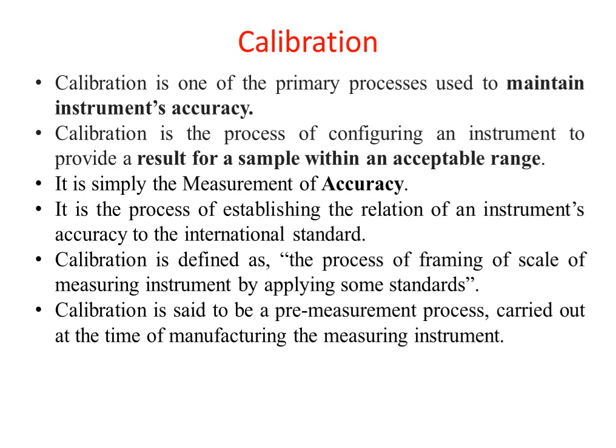The process of establishing the relation of an instrument's accuracy to the international standard is known as calibration. So calibration is also defined as the process of framing of the scale of measuring instrument by applying some standards. So you are making use of some standards and you are going to frame up the scale of a measuring instrument so that it should give the designed input and it should give designed output. The calibration is said to be a pre-measurement process carried out at the time of manufacturing the measuring instrument. Hence, calibration is the process which is carried out at the manufacturer's end first.